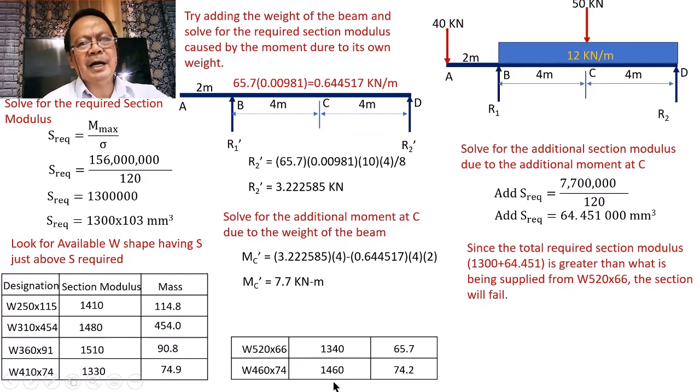Maaaring tanong, sir, do we have to check again the weight of the beam? Siguro hindi na kasi ang resulting section modulus required lang is only 64. Kung madagdagan man siya ng 11.9 kilogram per linear meter, hindi naman siguro aabot ng 100 yung additional section modulus na idaragdag mula dun sa additional difference ng dalawang section. Di ba?